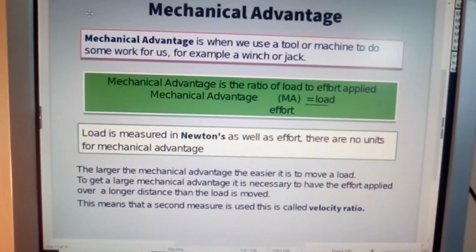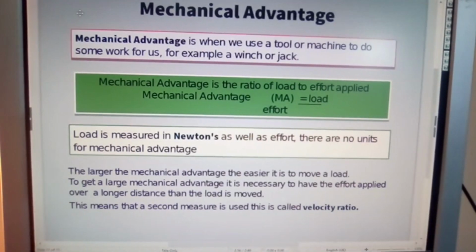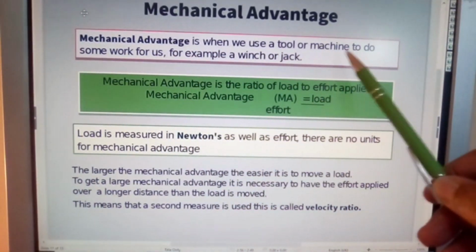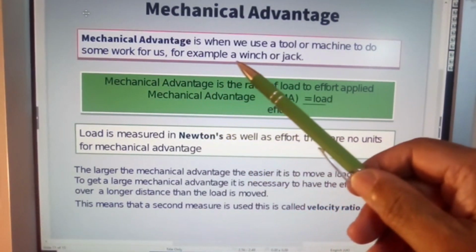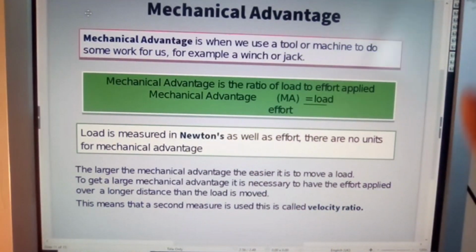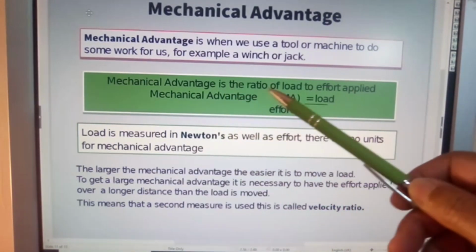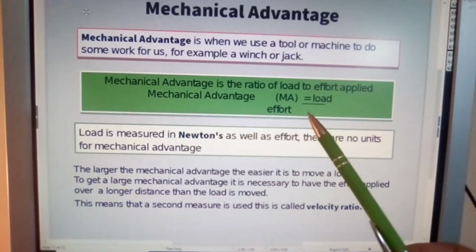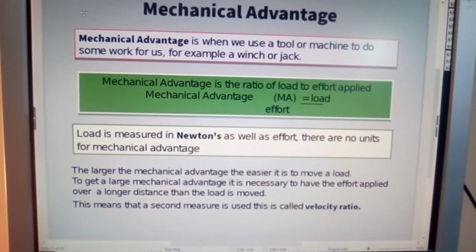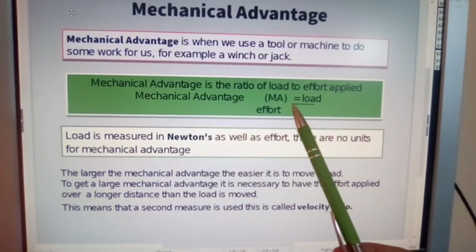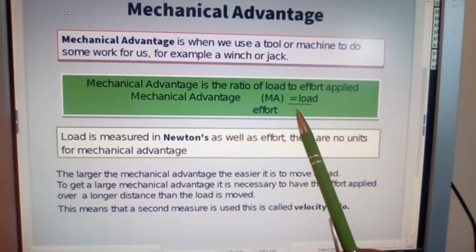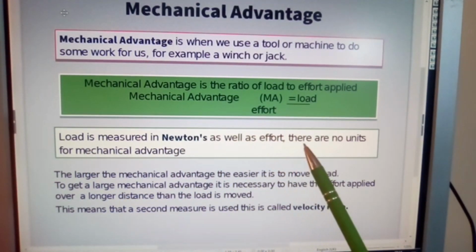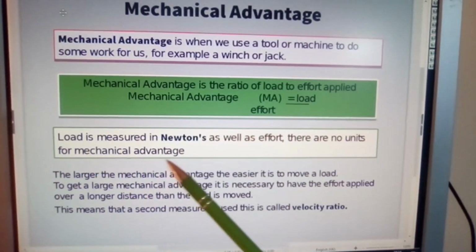Now we're looking at what we call mechanical advantage. Mechanical advantage is when we use a tool or machine to do some work for us, for example, a winch, jack or a stacker truck. Mechanical advantage is the ratio of load to effort applied. Mechanical advantage, MA, equals load over effort. Load is measured in newtons, as is effort. There are no units for mechanical advantage.